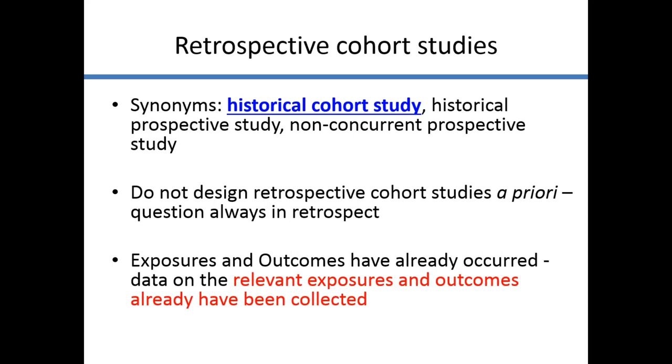You'll get a rate ratio if you do. With a retrospective or historical cohort study, there are some disadvantages in terms of if there's a new drug on the market. If we're looking at a new drug on the market, we want to know if it's safe. People have been taking this new drug. You're not going to be able to do a historical cohort study.